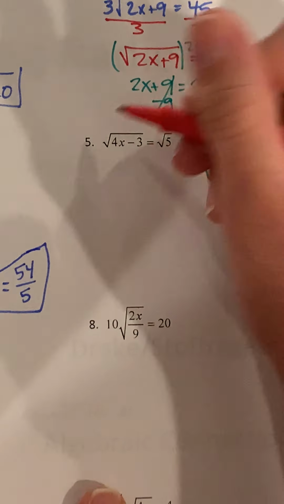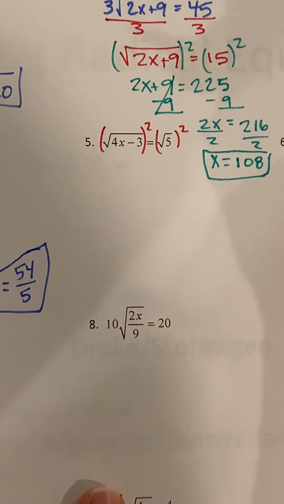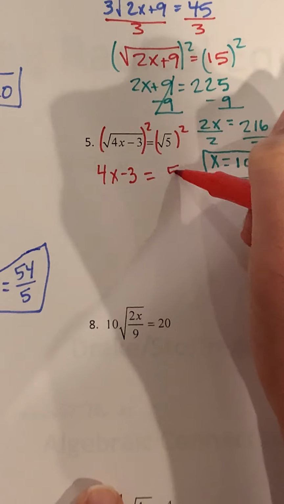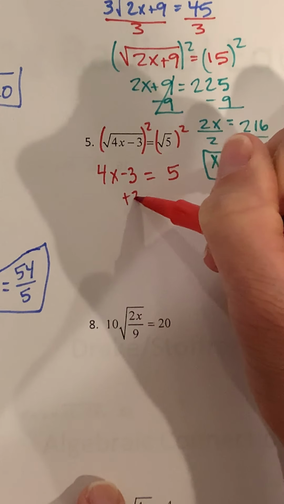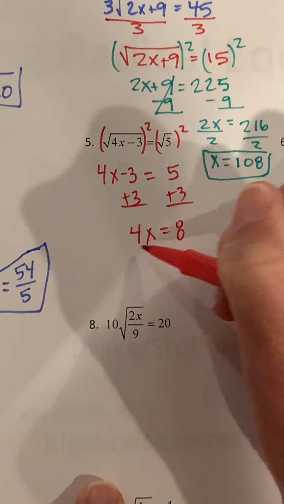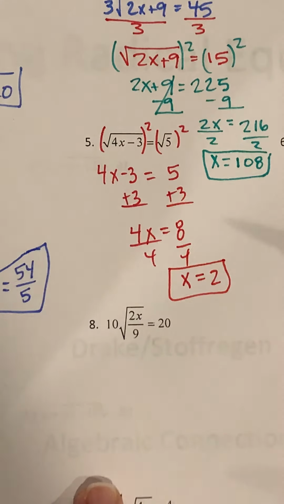All right, square root equals square root. So you're going to square that side and square that side. Y'all good? So you have 4x minus 3 equals just a 5. Okay, add 3, add 3. 4x equals 8. Divide by 4. X equals 2. My work's getting a little sloppy because I'm going too fast. Are y'all good?